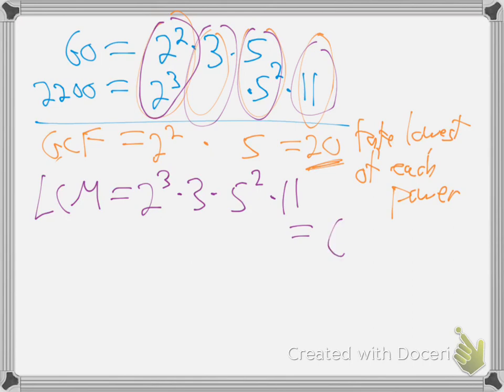6,600? Thank you. 6,600. That's a container that can hold either one, not both at the same time. But either 2200 can fit in there or 60 can fit in there. That's the lowest container, right? Get the idea about the lowest?